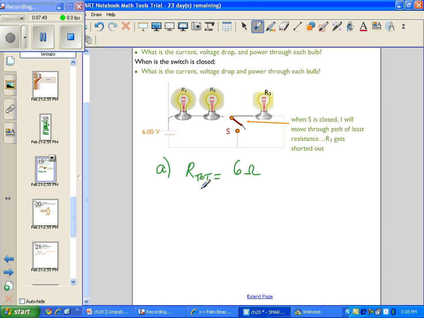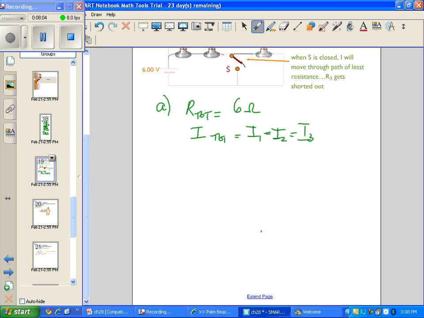Well, because they are also in series, it will be true that I total equals I1 equals I2 equals I3. And so if we're looking for the individual currents, we find first I total, which we can determine from Ohm's law, delta V total divided by R total. Delta V total is 6 volts, R total 6 ohms, therefore 1 amp of current will flow through the circuit.